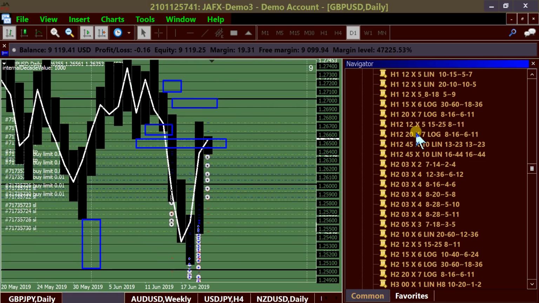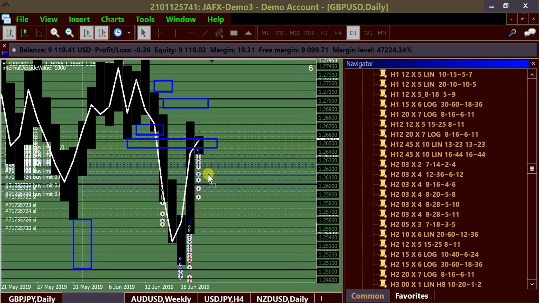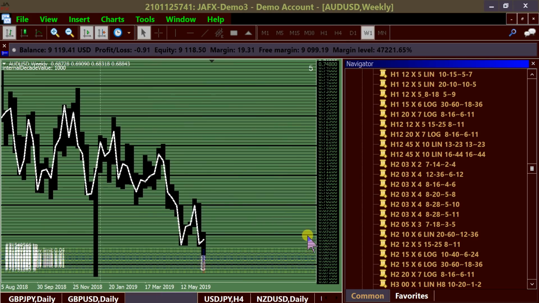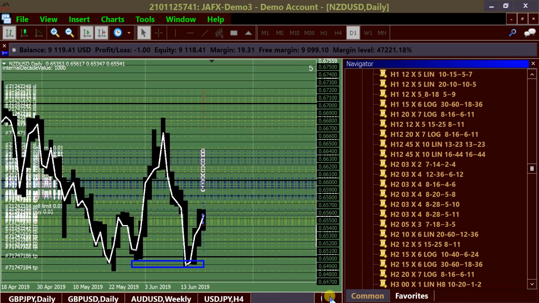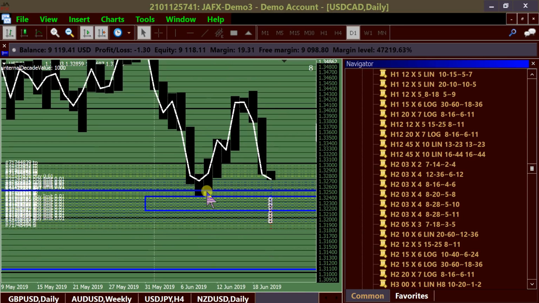Here I'm looking for the British pound to pull back in the next 12 hours. 20 pip range, 7K logarithmic. I'm just looking for the market to tank into my orders, basically. Same thing with this dollar CAD. I think we're going to take out this possibly in 12 hours. Anytime we probe down here.